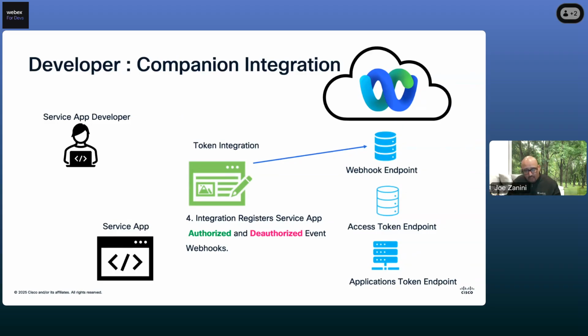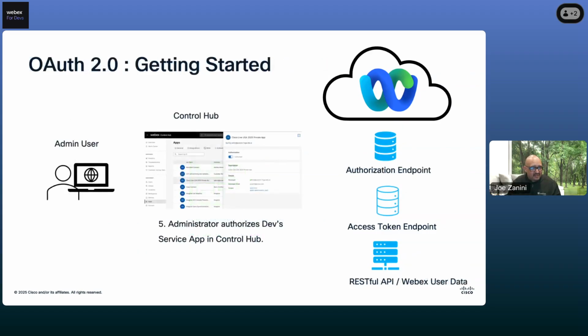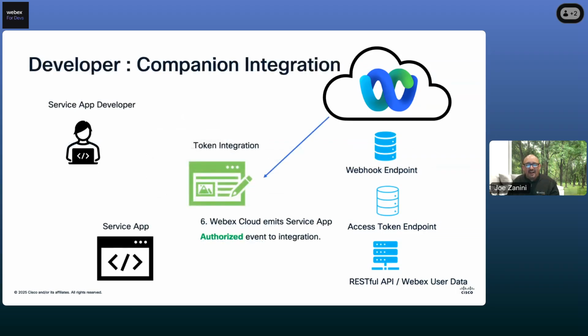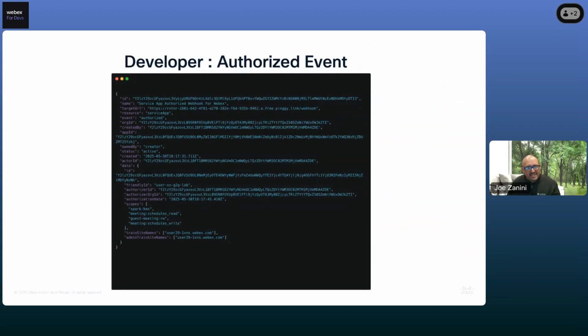Now, once I've registered those events, the administrator knows about my publicly available service app. They go into the Control Hub, they authorize my service app, and once they do this, the Webex Cloud is going to let my integration, my companion integration, know that someone has authorized your application. And in response to that integration or service app authorization event, my integration will see a JSON object like this.